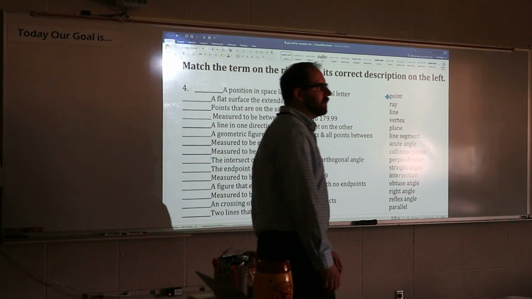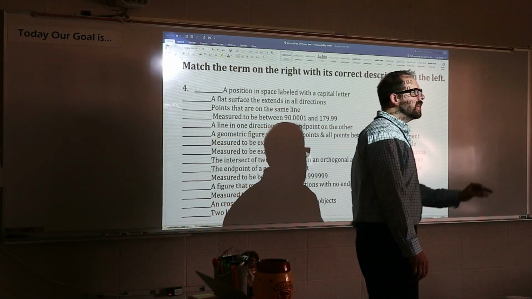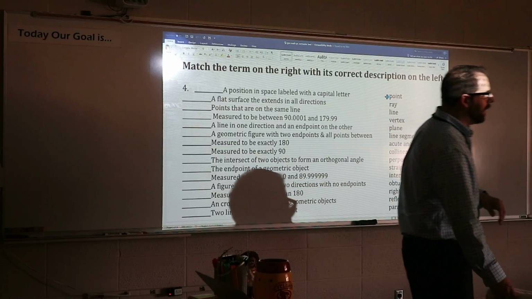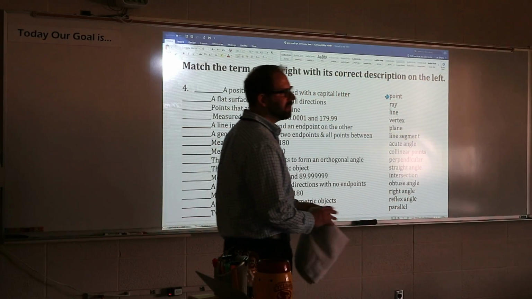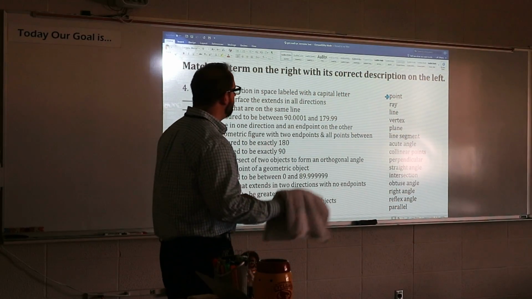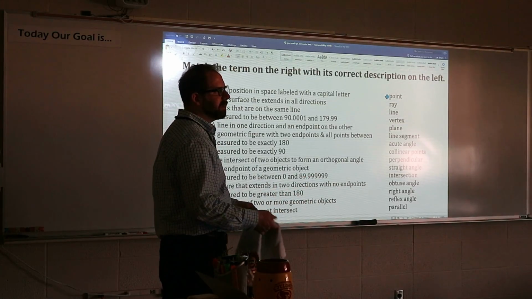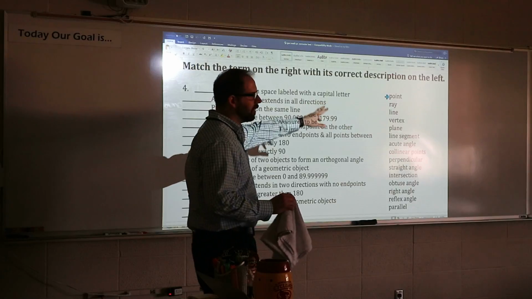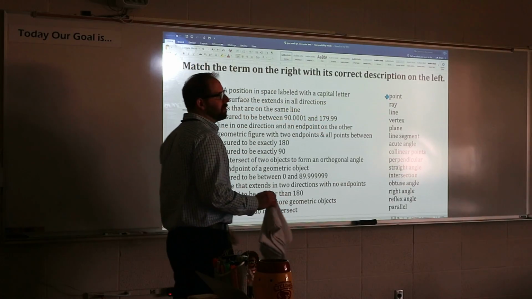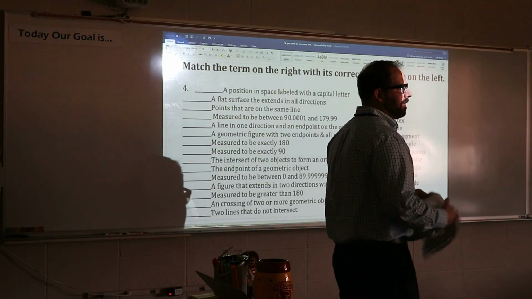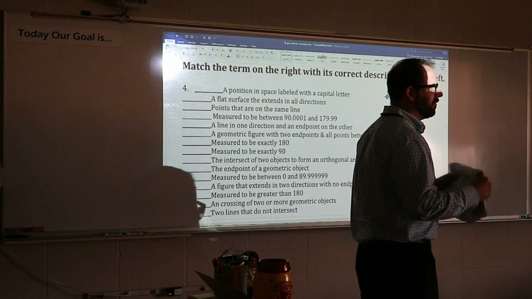The word point. It is a position in space labeled with a capital letter. First one. Okay. Got it? Yep. So, I'm saying the definitions of the words that my arrows point at. You're gonna have to go find it. It's a position in space labeled with a capital letter. That's the first one. So go figure out where to put it.